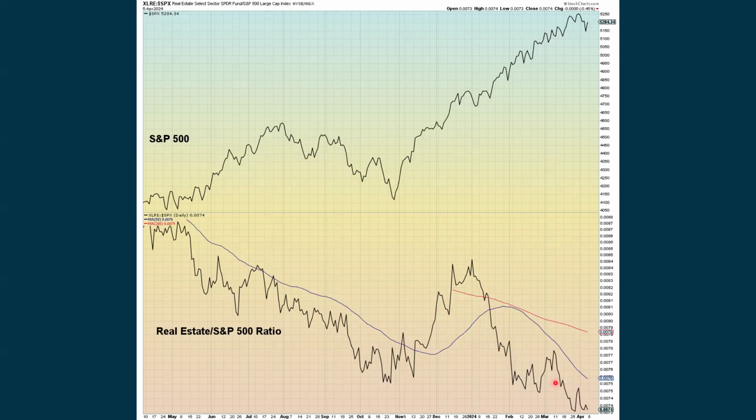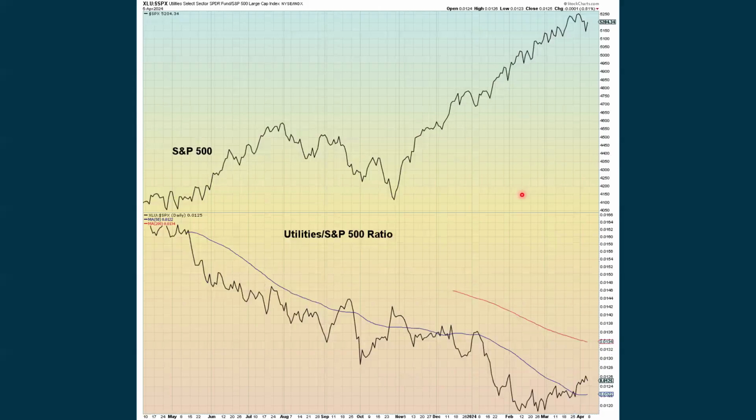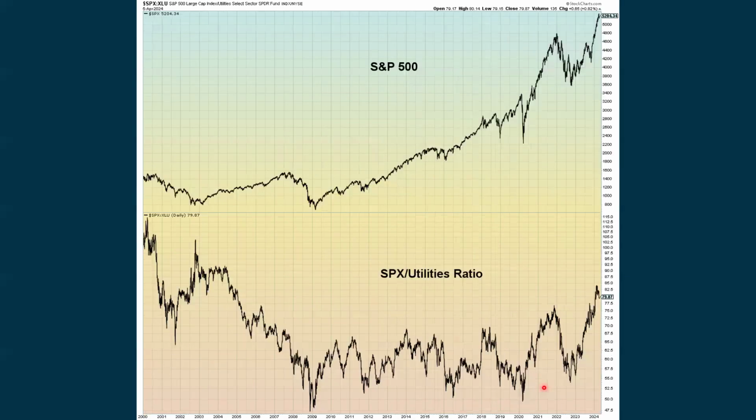This is very interest rate sensitive. Look at utilities. Just seeing a recent golden cross here as utilities have been bouncing back after being in a downtrend for quite some time. But when we compare it to the S&P, it's continuing to underperform. And then we look at a ratio between the S&P and utilities. When this is going up, the S&P is outperforming. Lately, it's been coming down as stocks had a down week this past week.